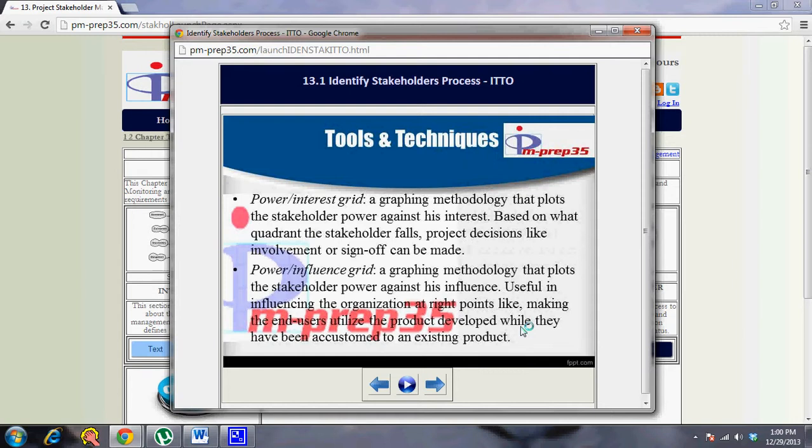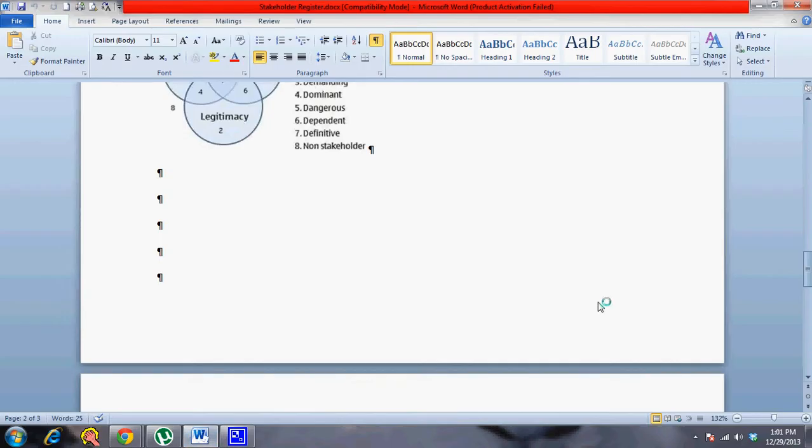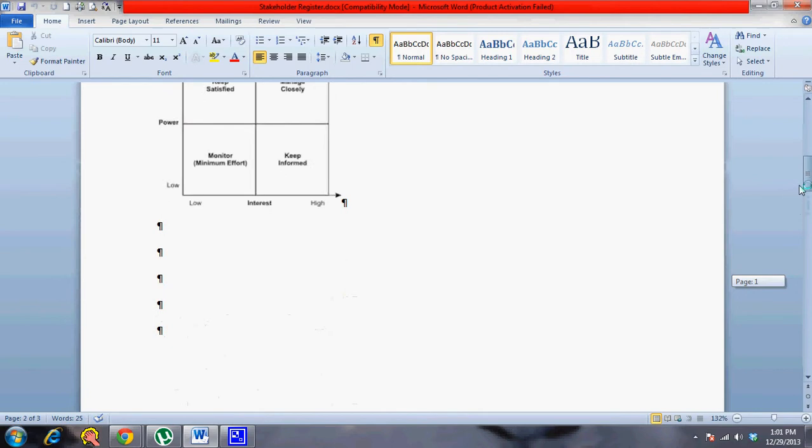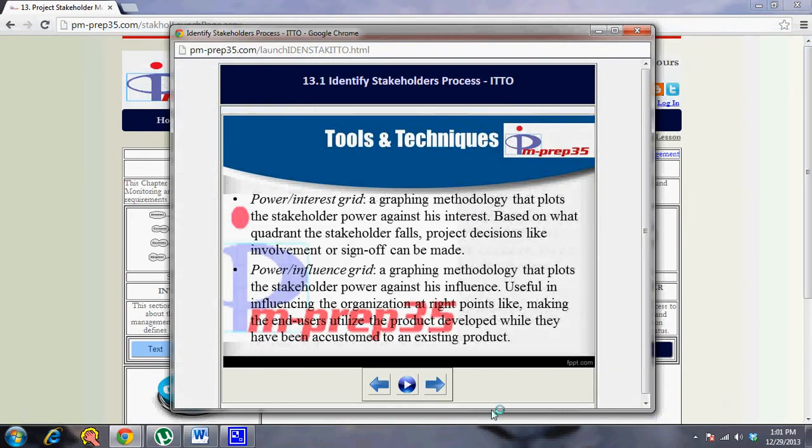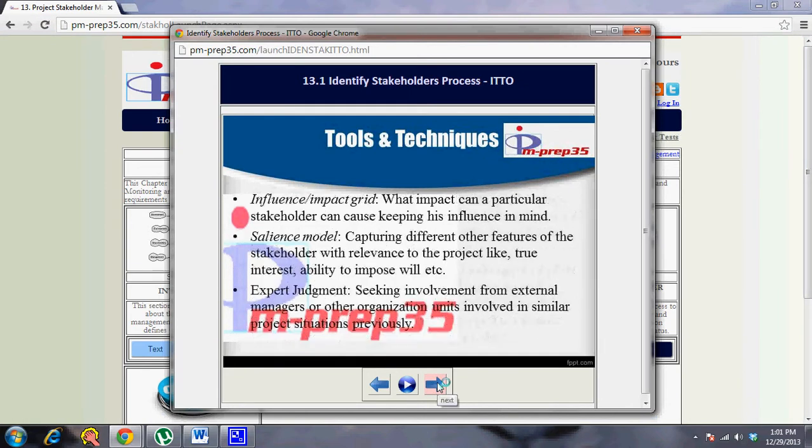The power interest grid is a graphing methodology that plots the stakeholder power against his interest, and based on what quadrant the stakeholder falls in, project decisions like involvement or sign off can be made. The power influence grid is a graphing methodology that plots the stakeholder power against his influence, useful in influencing the organization at the right points. So we saw what these grids are. You have the power influence grid and the power interest grid, based on which you can categorize different stakeholders. These can be used based on different project contexts and scenarios.